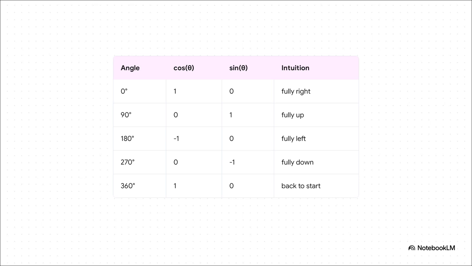Swing on around to 180 degrees, and now we're fully to the left. Horizontal is -1. Dive down to the bottom at 270, we are fully down, making the vertical sine -1. And finally, at 360 degrees, we've traveled the whole track, right back to the start. You see? These ones and zeros, they aren't just abstract math numbers, they are exact physical locations.